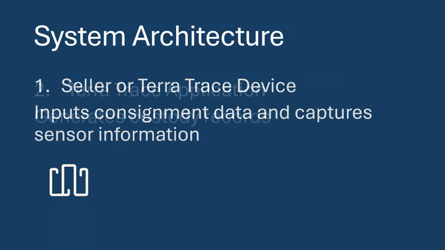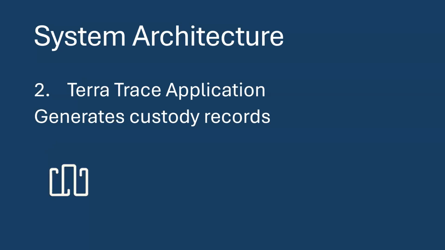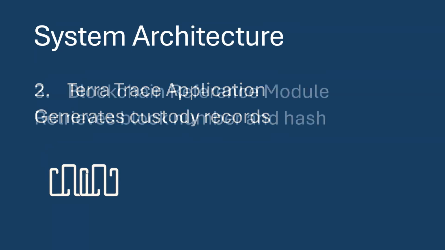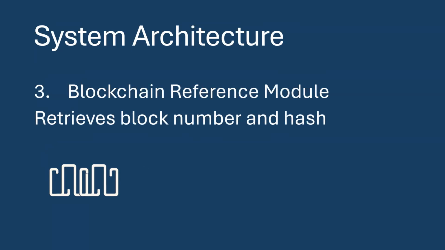2. Terra Trace application. Software responsible for generating the custody record, integrating blockchain references, and applying initial signatures. Consignment details, sensor measurements, and metadata are captured. 3. Blockchain reference module. A service that retrieves the current block number and block hash from a public blockchain network to ensure immutable proof of timing.